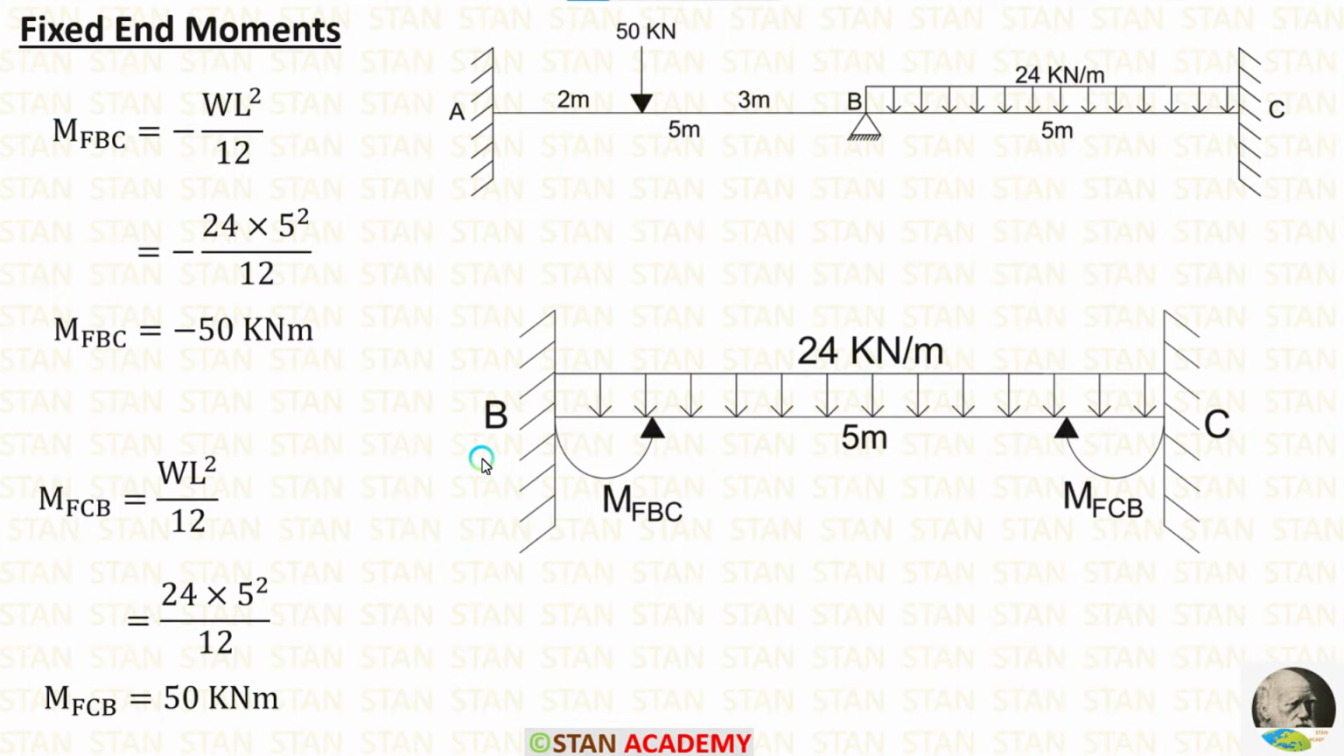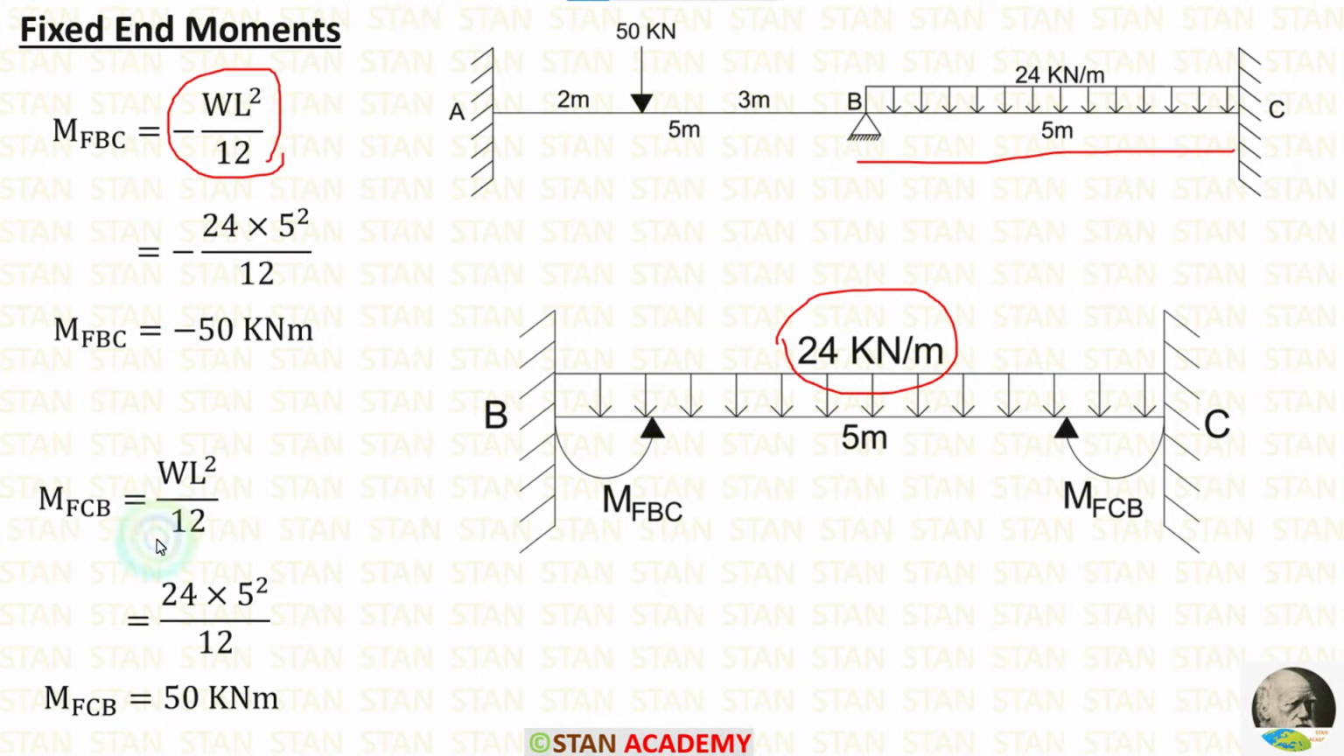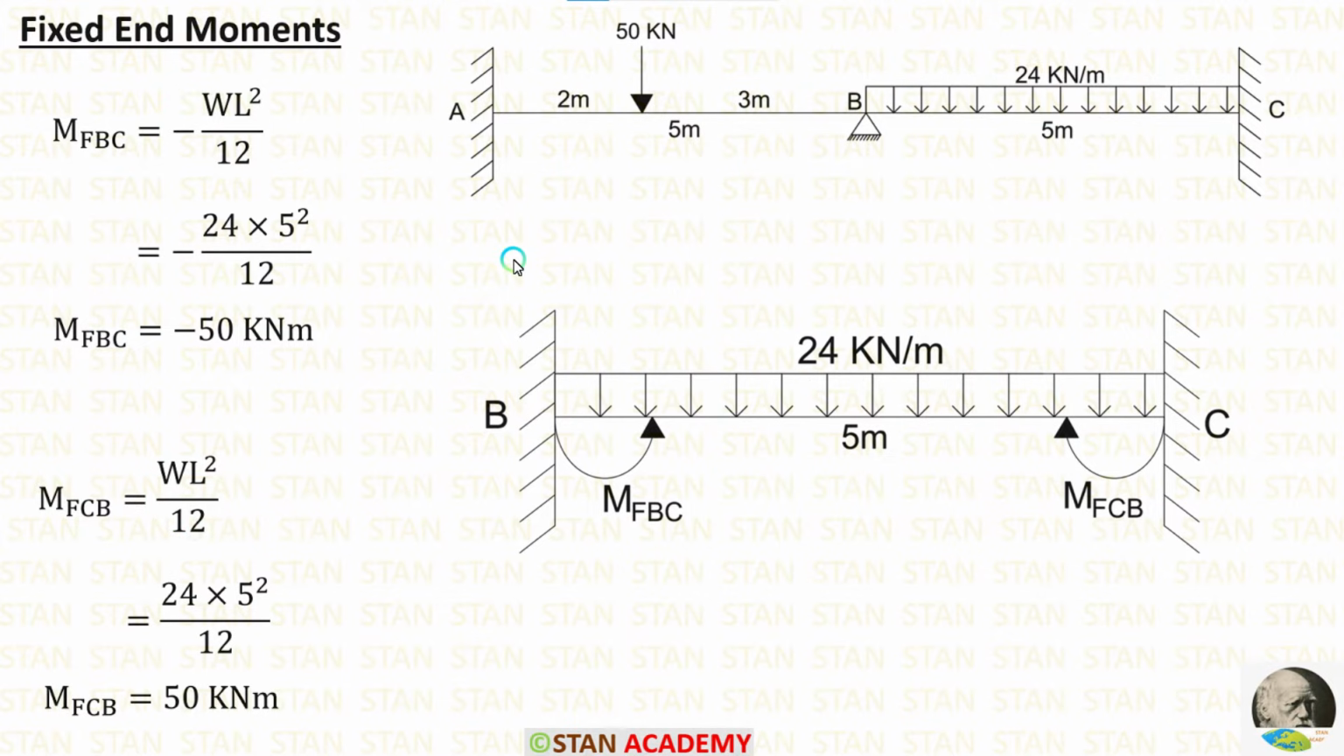Now let us calculate the fixed end moments in the span BC. In the span BC, we are having UDL acting for the full span. We have already seen the fixed end moment formulas minus WL square upon 12 and positive WL square upon 12. Let us apply the values inside the formulas. W is 24, L is 5. After calculations, we are getting M of BC is equal to minus 50 kilonewton meter and M of CB is equal to 50 kilonewton meter.